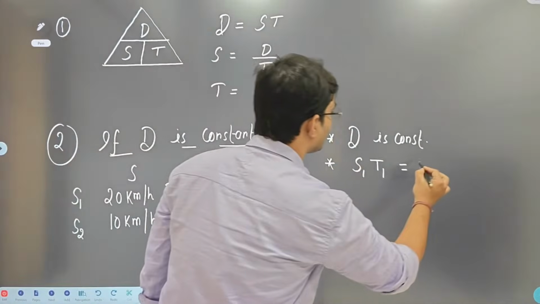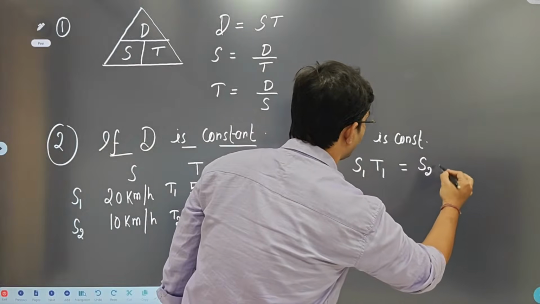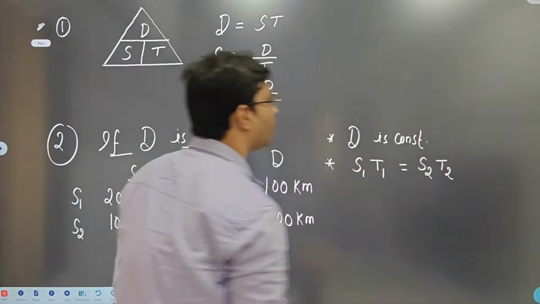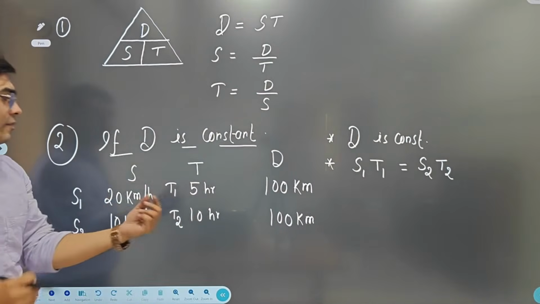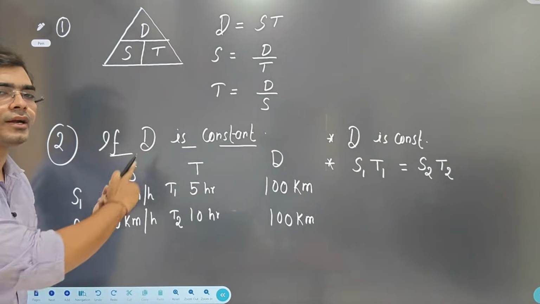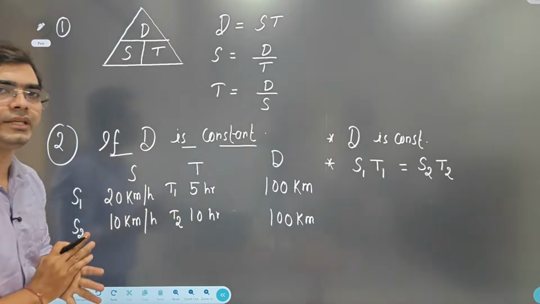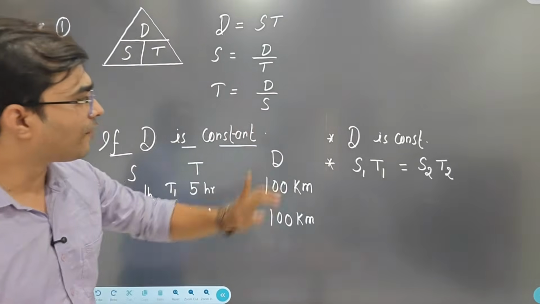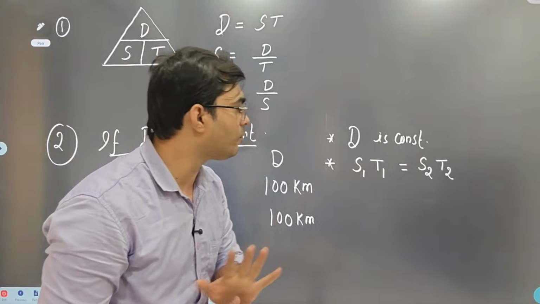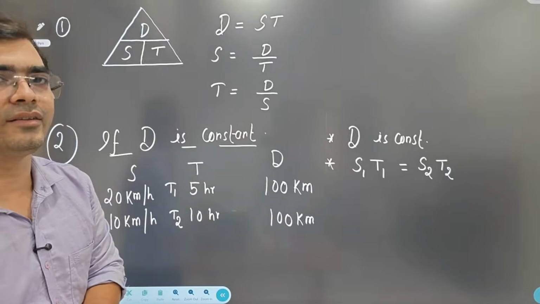So when D is constant, S1 T1 must be equal to S2 T2. Very important concept this one. Clear? So what can we say from this? Speed and time both are inversely proportional to each other whenever distance is constant, or the value of S1 T1 must be equal to S2 T2 whenever distance is constant.